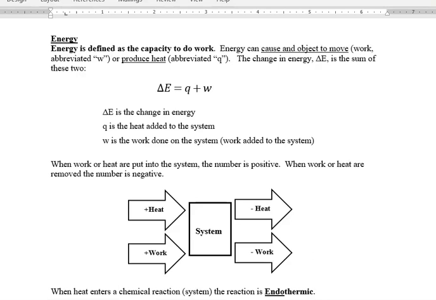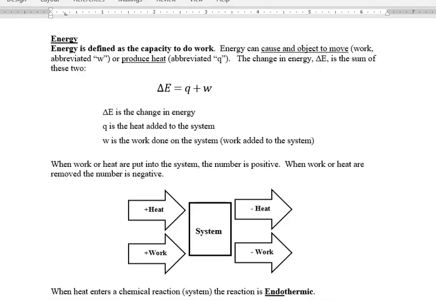The change in energy, delta E, is the sum of these two. Delta E equals heat plus work, and heat is abbreviated with the letter Q, work with the letter W. So here's what's going on in chemistry.